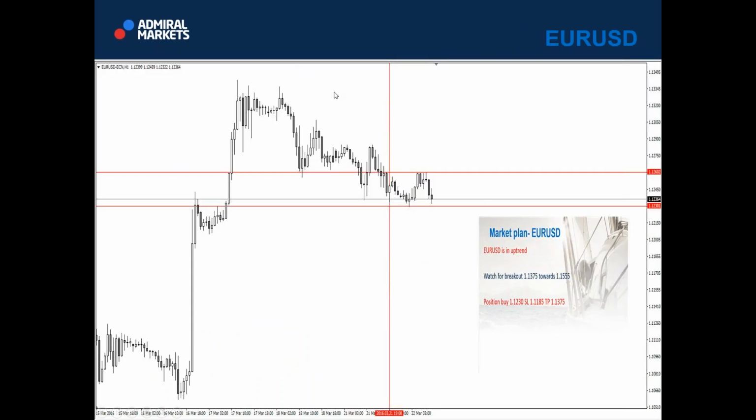This was the euro dollar trade from last week. This was our setup. As you can see it here, our buy trade was initiated.